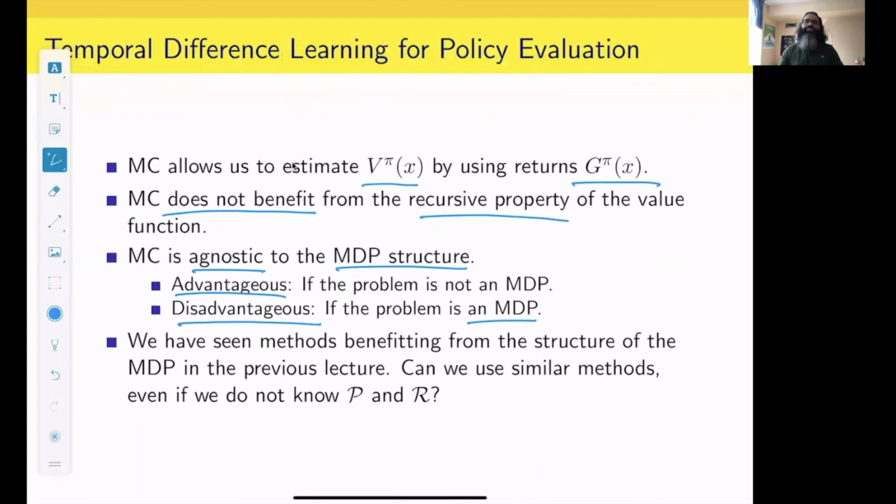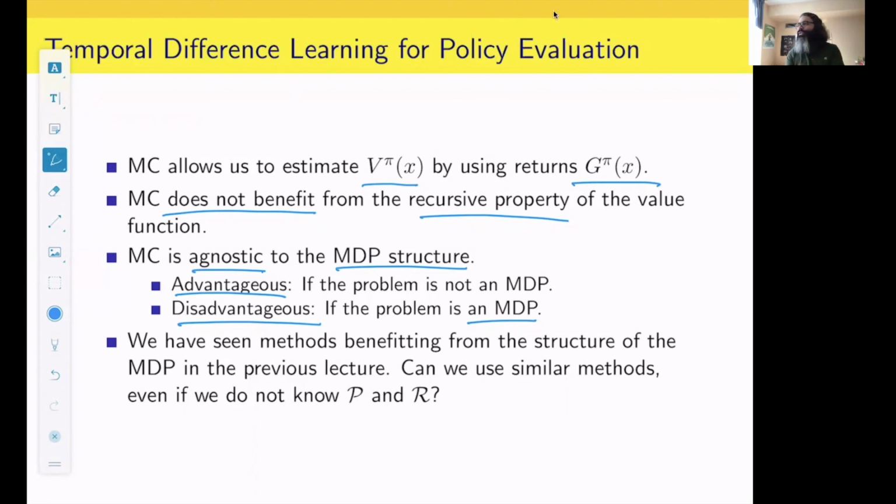Okay, so in the previous lecture, when we talked about, say, value iteration and policy iteration, we saw methods that could benefit from the structure of the MDP in order to find, say, the value function. Here, the idea is that those methods required us to know the reward and the transition dynamics P. What can we do if we don't know them? The idea is to have a method like that, but using just data.